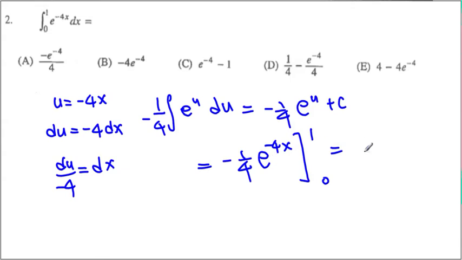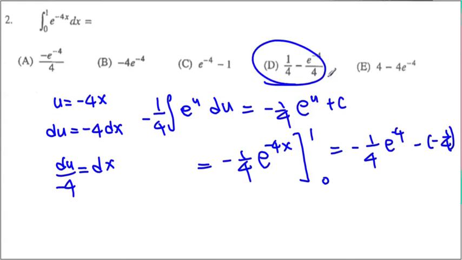Once you plug in 1, we end up getting negative 1 over 4 times e to the negative 4. When you plug in 0, minus negative 1 over 4, which will become positive. So basically positive 1/4 minus 1/4 e to the negative 4th power, which will be choice D.